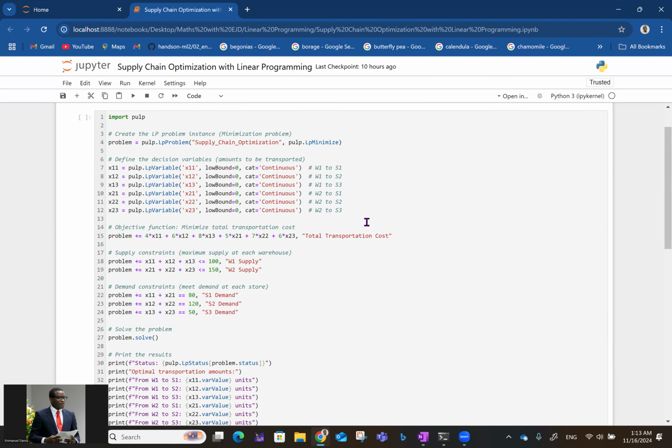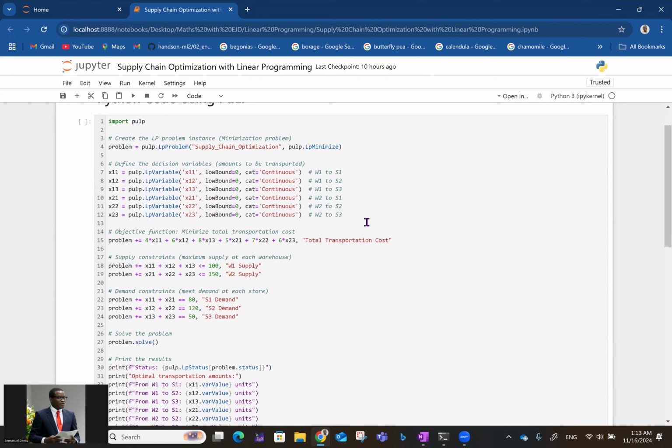Here you can see the problem is defined in line 4. Of course, we have to import PuLP in line 1, and then lines 7 to 12 are where we define the decision variables, the amount to be transported: x11, x12, x13, x21, x22, x23. They are bounded below by 0 because they cannot be negative. So W1 to S1 and things like that, just like you saw.